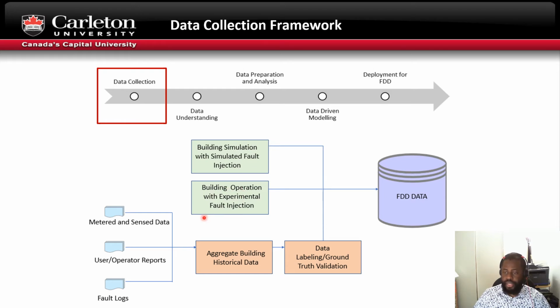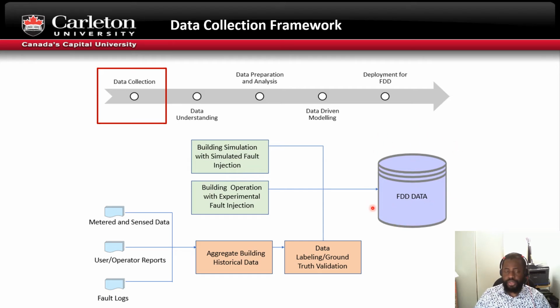And then if we have some mechanisms or facilities to record information from the building, we could collect metered and sensed data. We could collect user and operator reports, and we could collect fault logs, and we can aggregate all these data into historical building data. After we get historical building data, we need to perform some data labeling and ground truth validation to actually tell what is a fault and what is not a fault. This process is important to go through on the historical data. After collecting all this, we put them together into what we call the fault detection data in a database or in whatever format is available at the time.